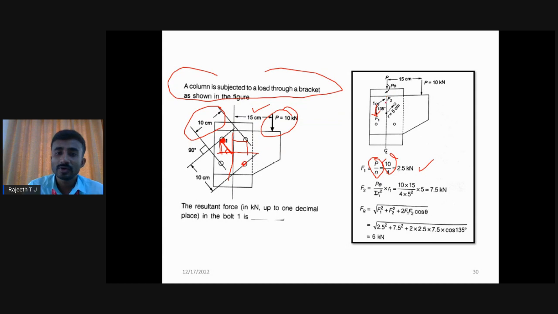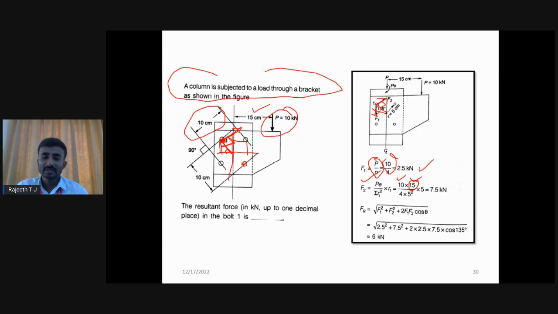What is F2? F2 is the force acting on the member perpendicular to the radial line. Along this line it is going to act like this, at an angle of 90 degrees. We already know that from the previous two problems. F2 is P into E into R1 by sigma Ra square. Here P is 10 kilonewton, E is 15 centimeter. Anyhow, if you substitute E in meters, millimeters or centimeters, it is going to cancel automatically, since we use Ra square also in the same unit.